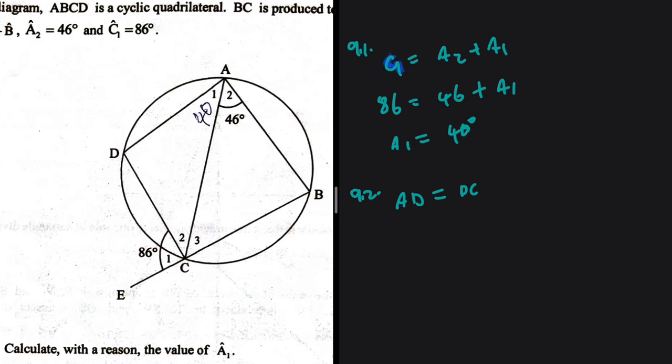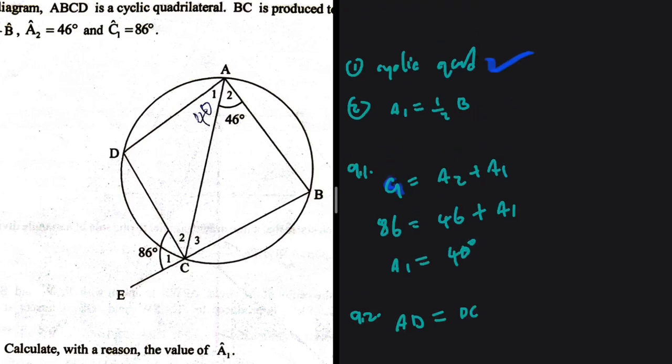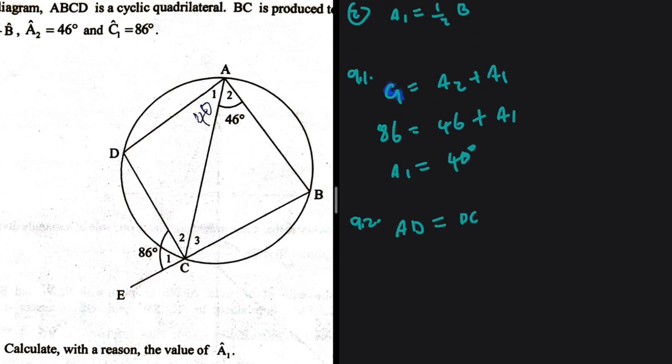If they're equals to each other, we must have angles opposite equal size. So C2 must also be 40 degrees, right? If they are indeed equals to each other. So if we prove that C2 is 40 degrees, then we have proved that AD is equals to DC. So how can we do that? Back to our keywords. The first keyword is cyclic quad. So let's see how we can use that.